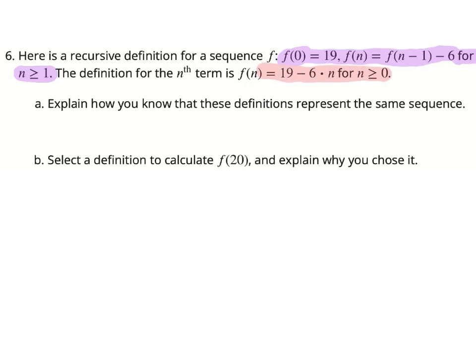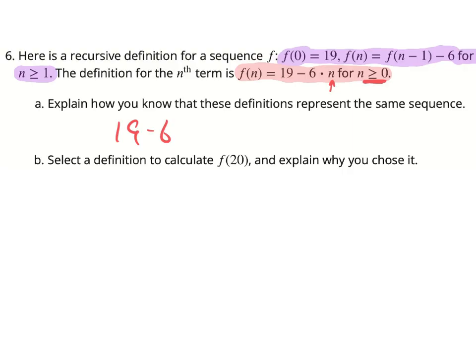And how do I know it's explicit? Because we don't need n minus 1, because it is starting for n. The next term is n greater than or equal to 0. If n was greater than or equal to 1, that means our first term would be 1, and this one would be n minus 1. So it's the same sequence. They both start at 19, and they subtract 6.